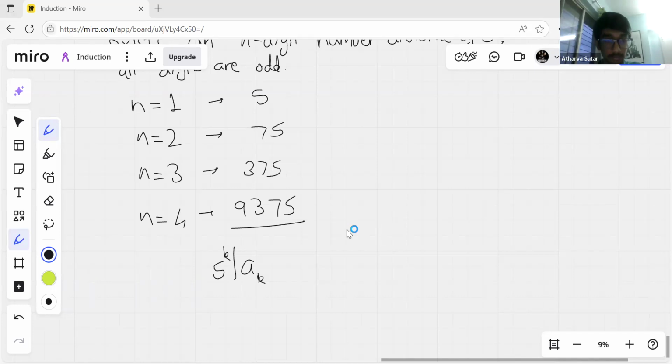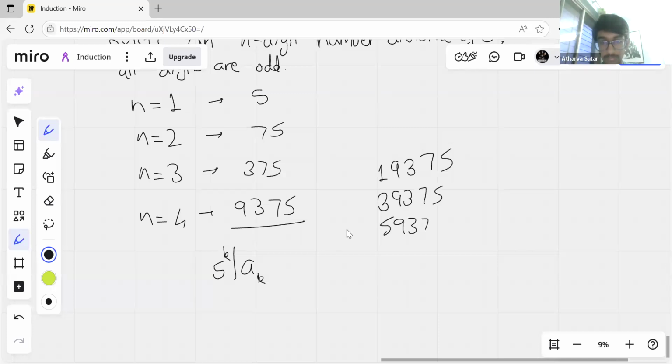So 5 to the k divides ak, and you want to find a number for ak plus 1. So you add a 1 to the beginning of this number. For example, you have 9375, so consider the numbers 19375, 39375, 59375, 79375, and 99375. Now, we want to prove that one of these is a multiple of 5 to the k plus 1. Do you guys see why this will hold?